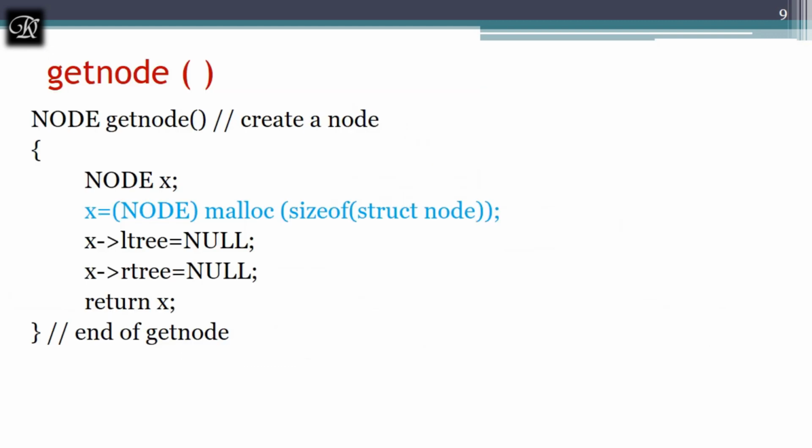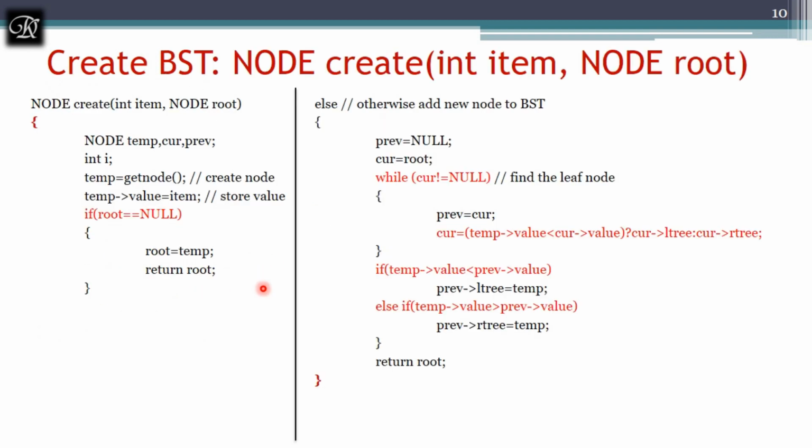Let's see the coding part. We'll be having a get node function. It is similar to the other 3 programs we have discussed. Its job is to create a node dynamically and set the links to null. And after that, we are having a function to create a binary search tree. Initially, if the tree is null, then whatever node we have created itself becomes the root of the tree, which is 6.